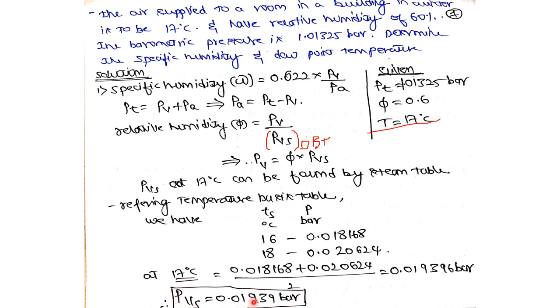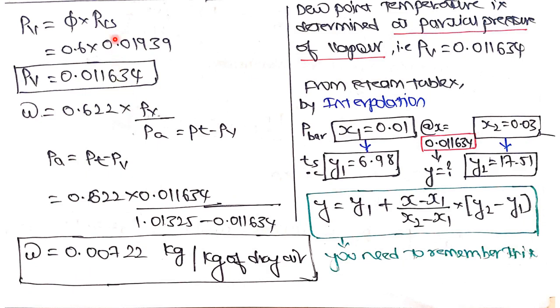If you multiply this with the given value of relative humidity, you will get the value of PV. Once you get the value of PV, you can calculate PA and thereby the specific humidity. We shall see that in the next slide. So you got the value of PVS from the steam tables by referring to 17 degrees Celsius. If you multiply this with the relative humidity, you will get the pressure of vapor. Once you get the pressure of vapor, since PT is given in the problem, you can write PA as PT minus PV.